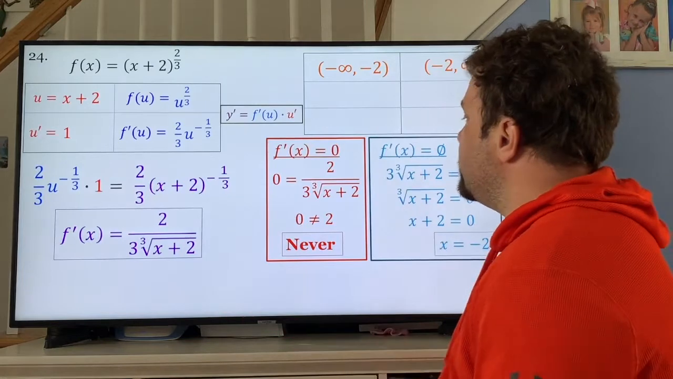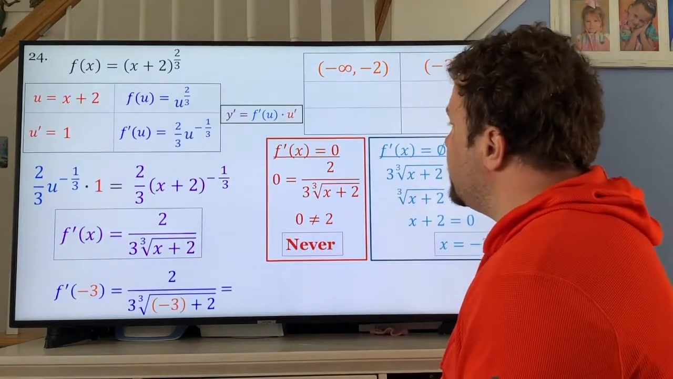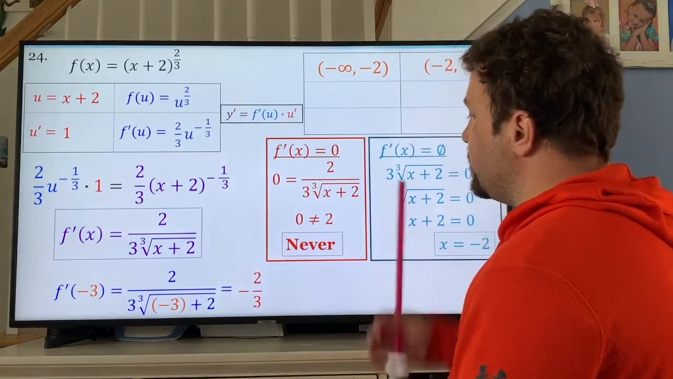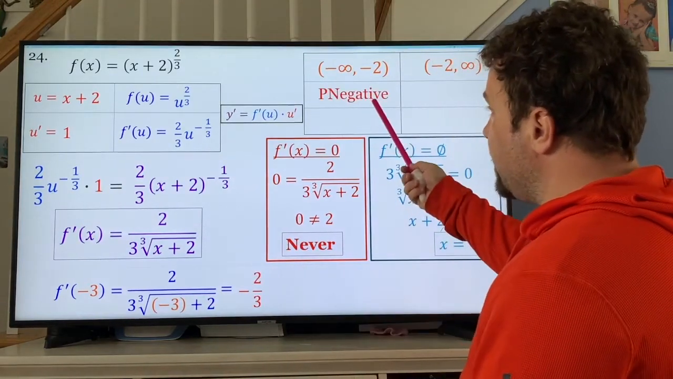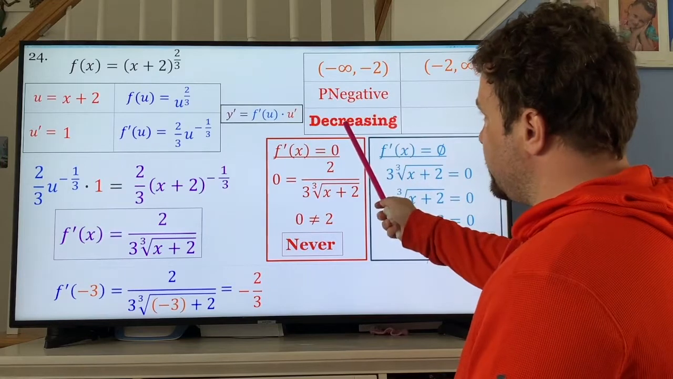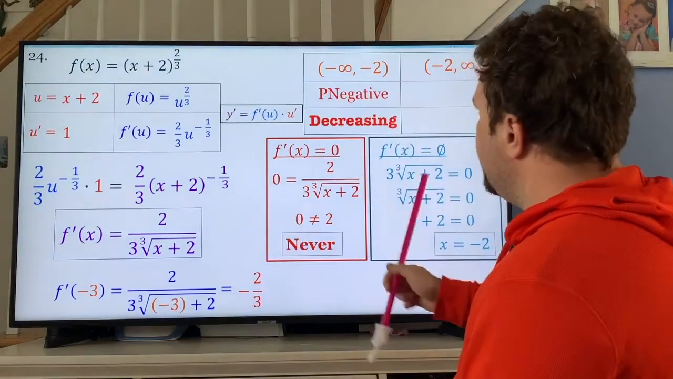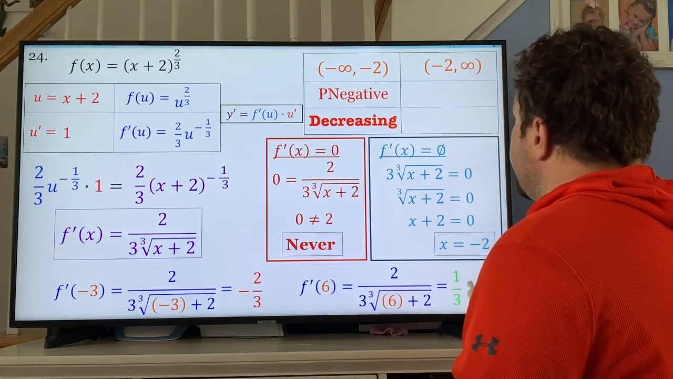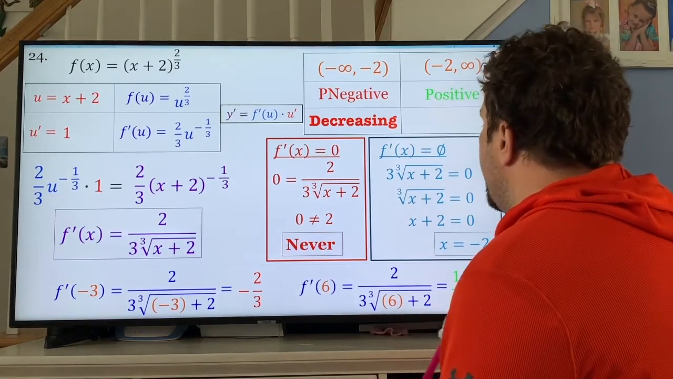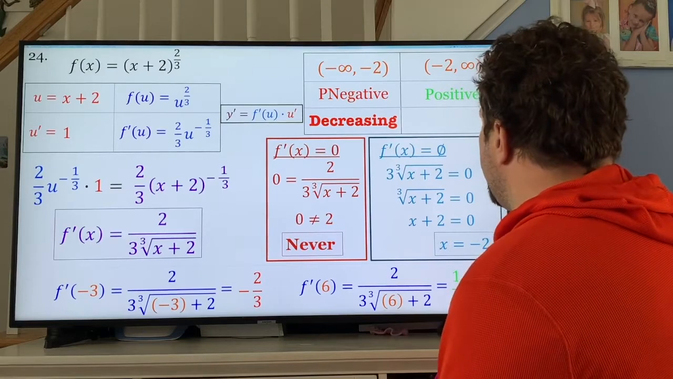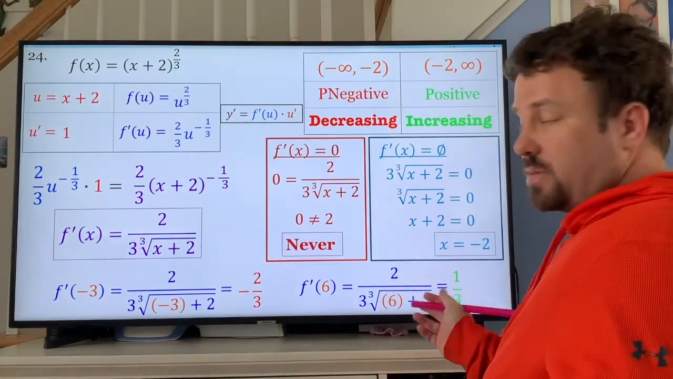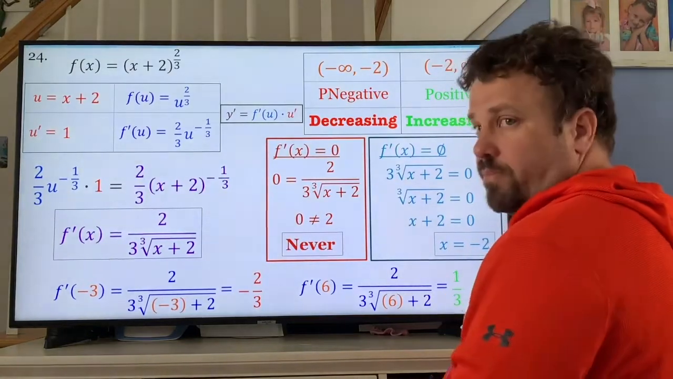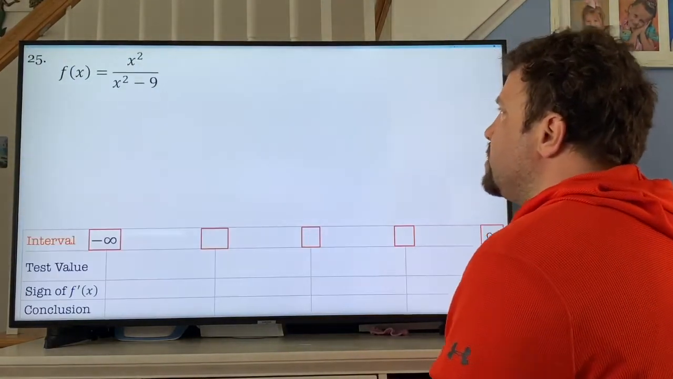Pick a number between these two. Something like negative 3 is pretty good. Plug it into this equation, if I type in negative 3, I get a negative 2/3. Negative 2/3 is obviously a negative number, which means it is decreasing. Put negative. All right, this right here, you type in negative 1, you get a positive 2/3, which is a positive number, and positive numbers happen to be increasing. So the graph is going to go down and then back up. All right, feel good? Perfect. Now I want you guys to attempt problem 25.